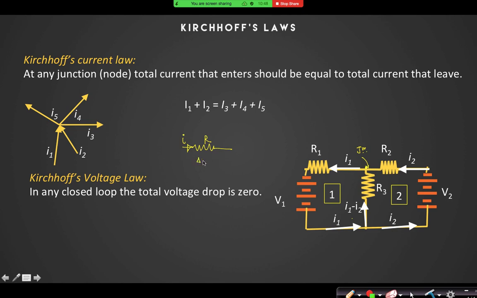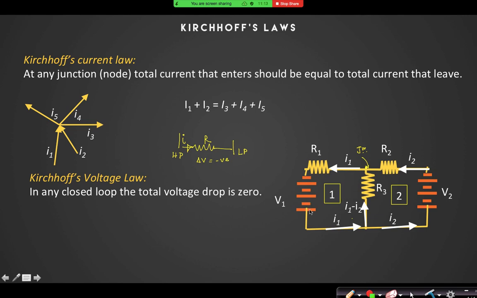So change in potential is negative if you move in this direction, and if you move in the opposite direction, because current always flows from higher potential to lower potential, remember that. So this is the higher potential, and this is the lower potential, right? So current always flows from higher potential to lower potential. That is why delta V is negative along the direction of current. In the opposite direction, you will take it positive.